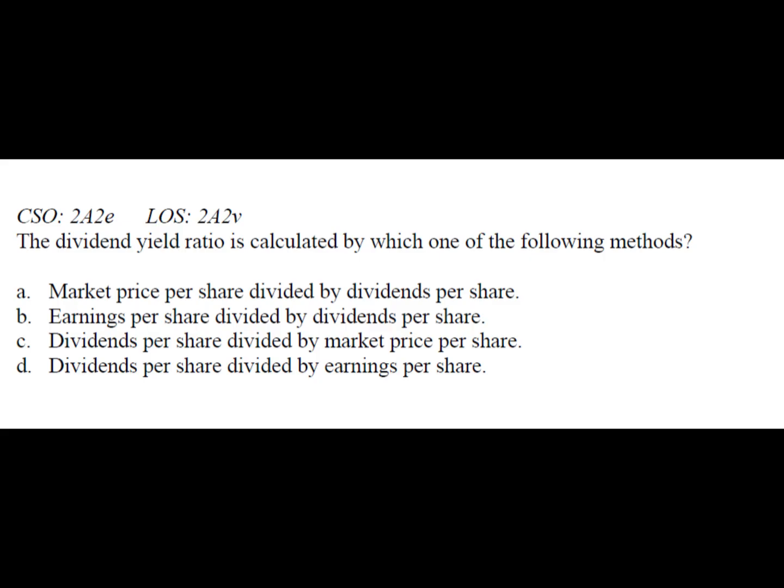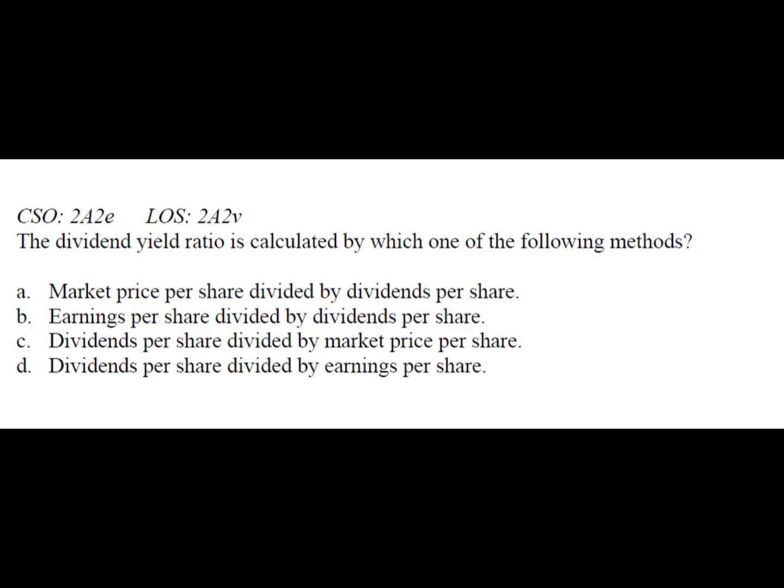Students should distinguish the dividend yield ratio from other market ratios. Price/earnings, PE ratio equals market price per share divided by earnings per share. Dividend payout ratio equals dividends per share divided by earnings per share. Recognizing the correct numerator and denominator is essential for avoiding confusion among these commonly tested ratios. A. Market price per share divided by dividends per share. Incorrect. This is the inverse of the dividend yield formula.